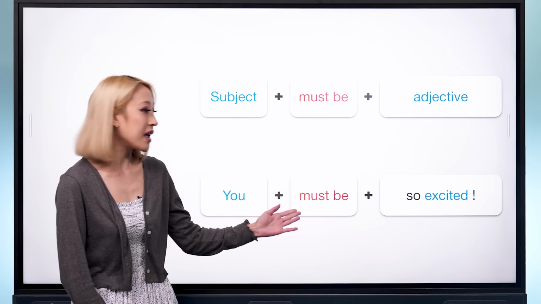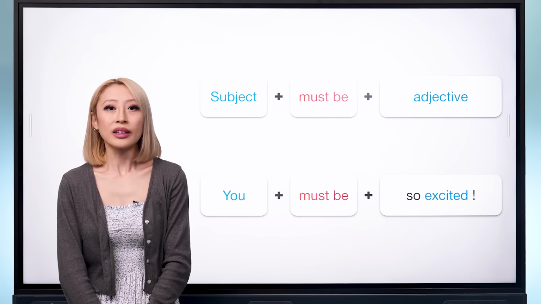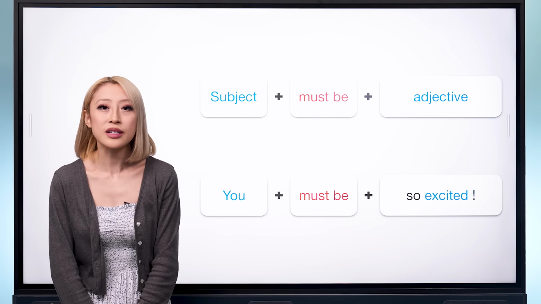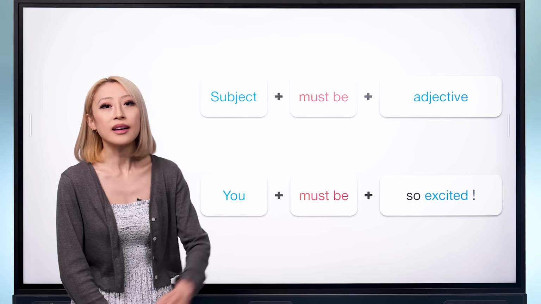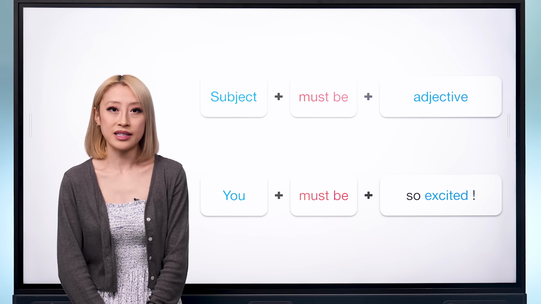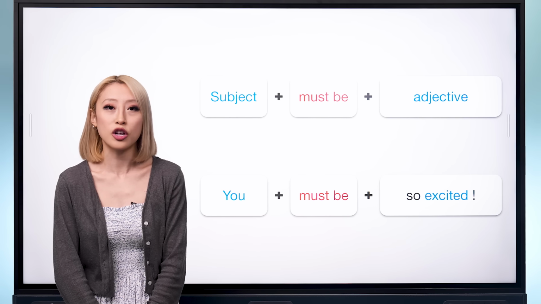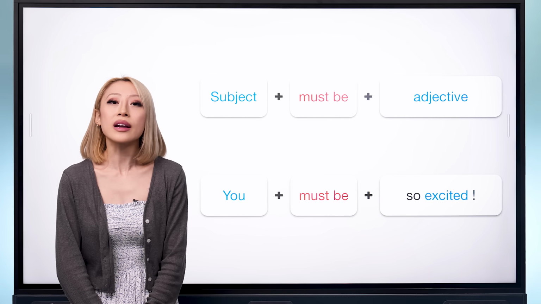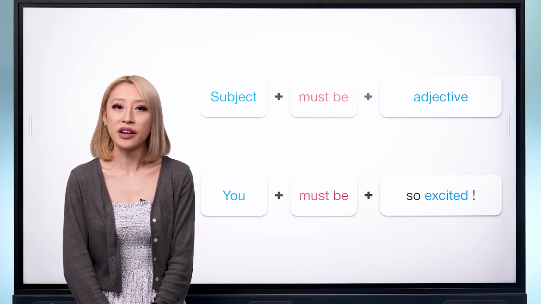You must be so excited. Let's break it down. The subject in this sentence, you, that's the person we're talking about. Next, we have must be. This is a modal verb phrase. Must is used here to show a strong assumption or logical conclusion. When we say must be, we're expressing that based on what we know or observe, we feel confident that something is true.